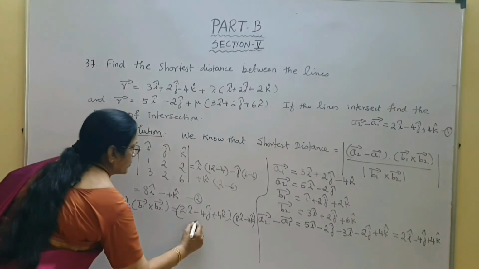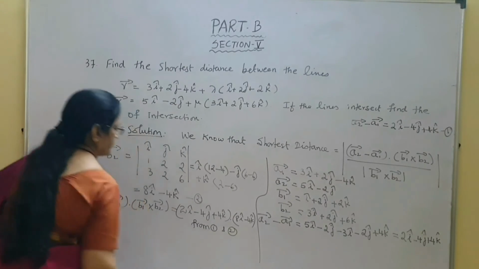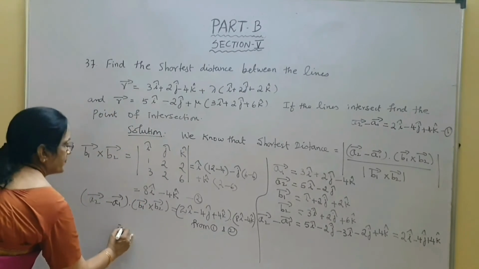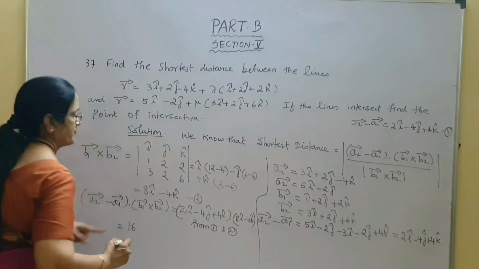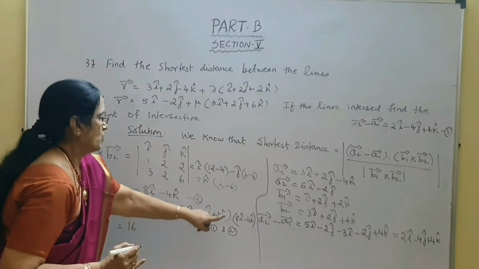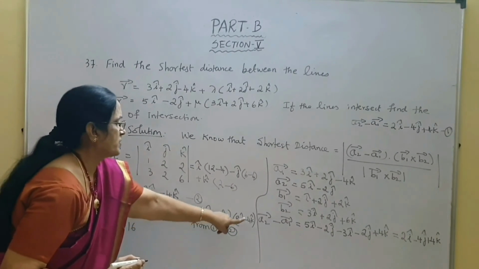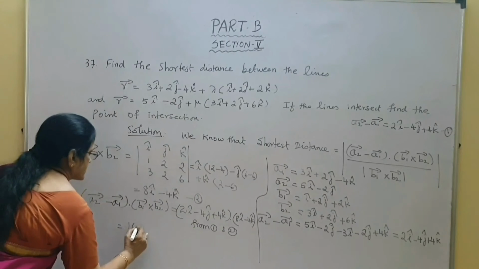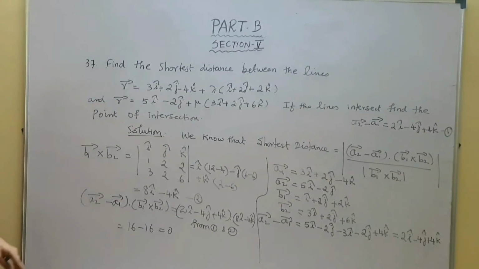From 1 and 2. So what do we get here? 16. I'm just taking the dot product. Then there is no j cap over this, it becomes 0 over there. Then plus 4 into minus 4 is minus 16 again. So I'm getting 0.